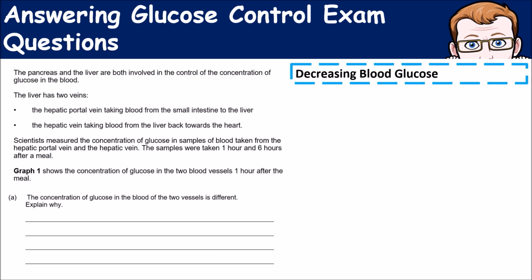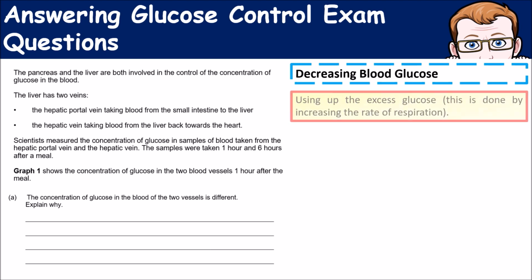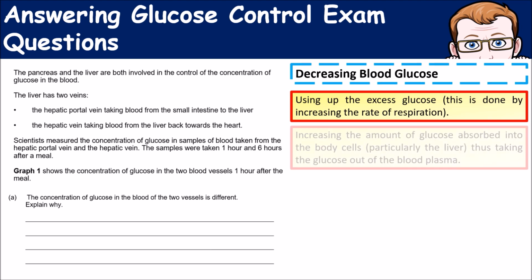Right, let's have a look at the question. In this question, we are just going to look at how glucose can be controlled. The first key thing that you need to have in mind before looking at this type of question is how we can decrease blood glucose and how we can increase it. So some key things about decreasing blood glucose: we can use up excess glucose by respiration.